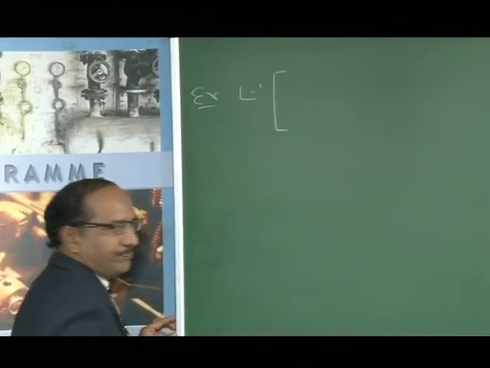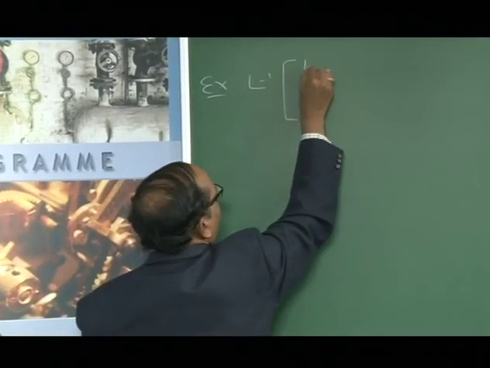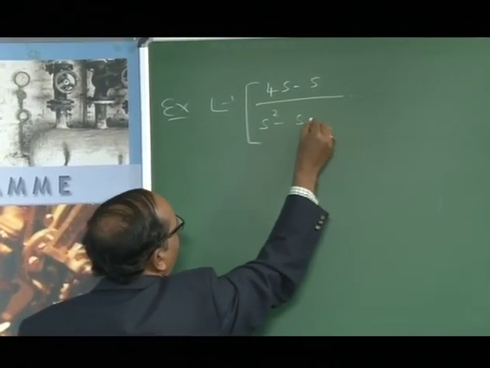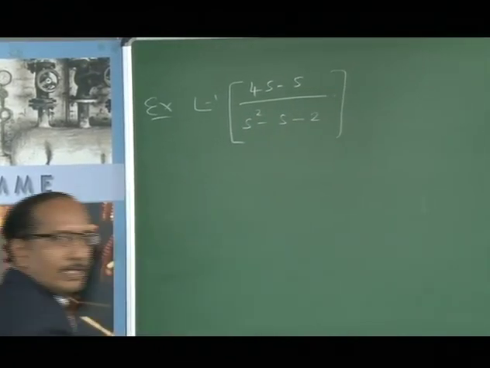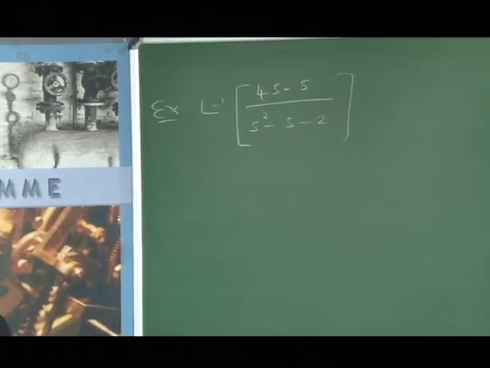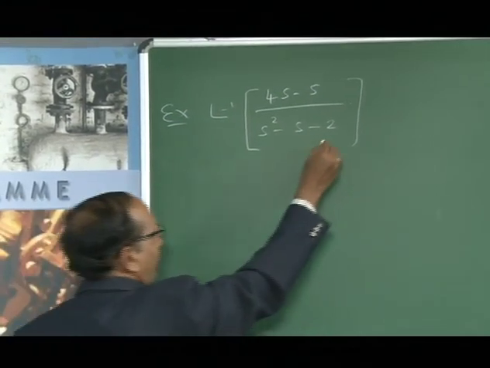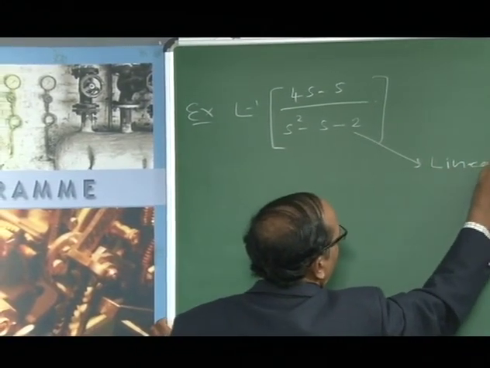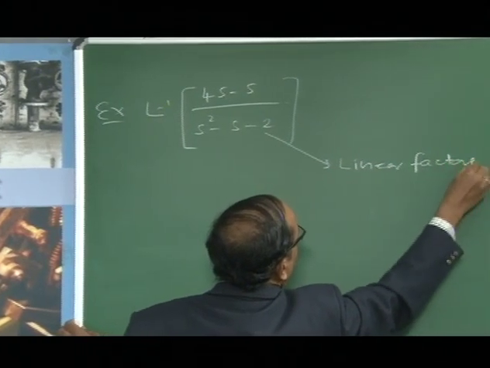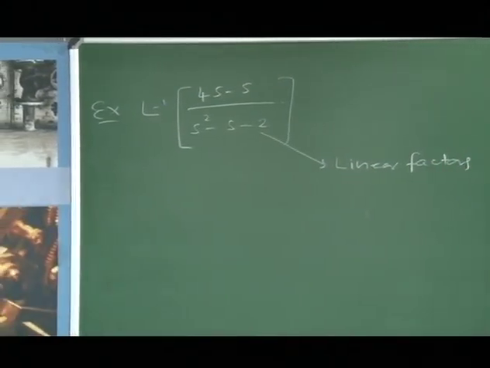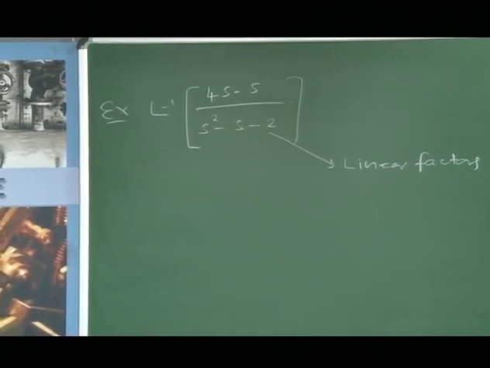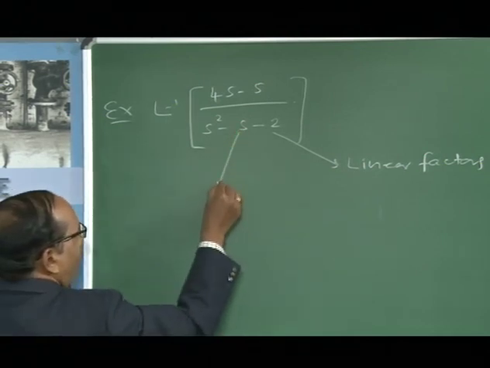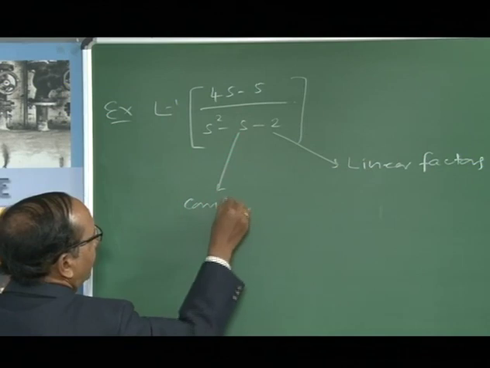L inverse of 4s minus 5 divided by s square minus s minus 2. The usual way, whenever linear factors are available, we factor into linear factors. Once linear factors are available, you go for the partial fraction method, a divided by this and b divided by this. The other way, we can always use the completing square method.